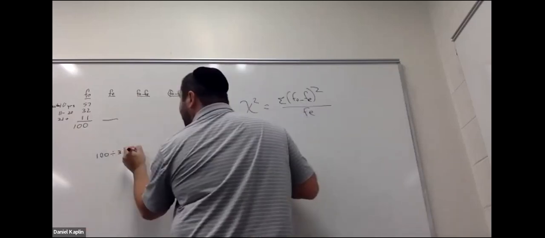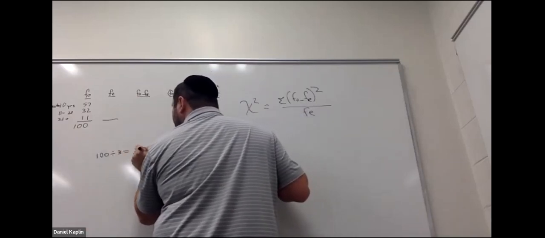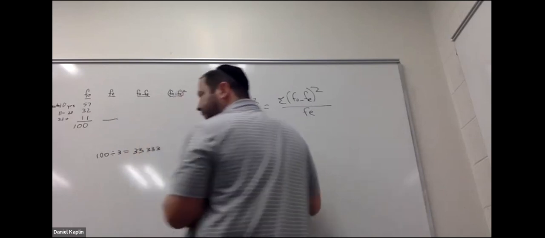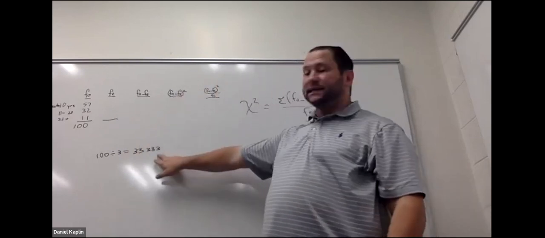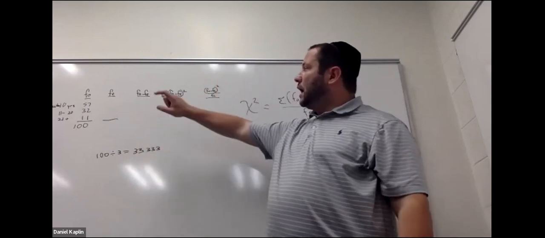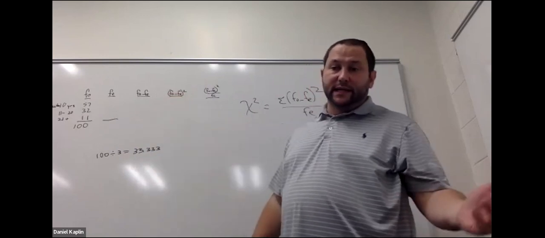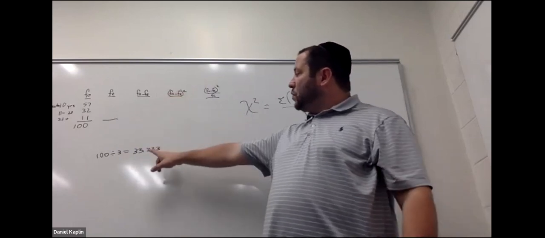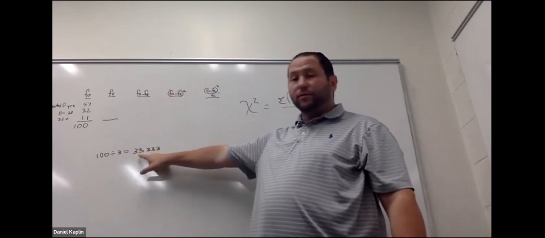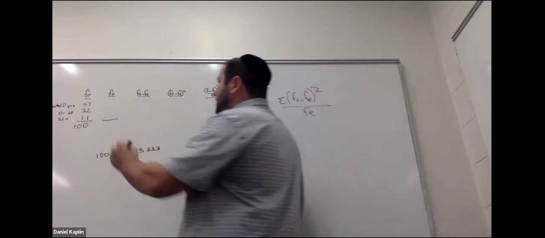Well, we can put 100 divided by 3, which gives us 33.333, right? I like to go 3 decimal places in general. You're going to see on the slides coming up, I didn't go 3 decimal places, but we're going to put 33.333 here.